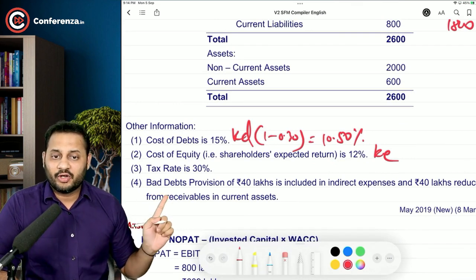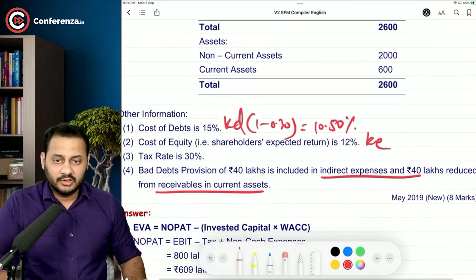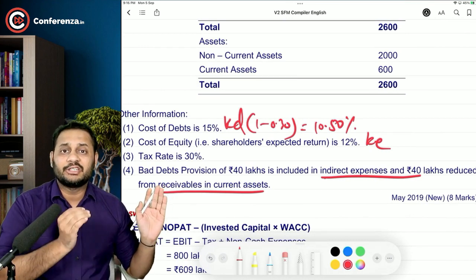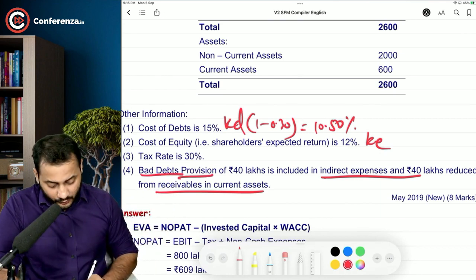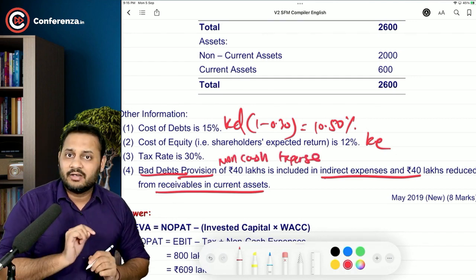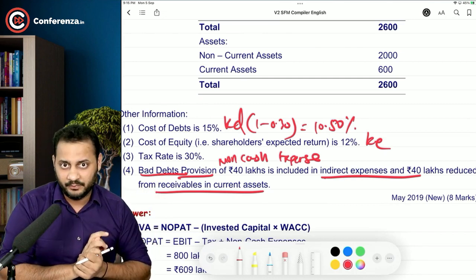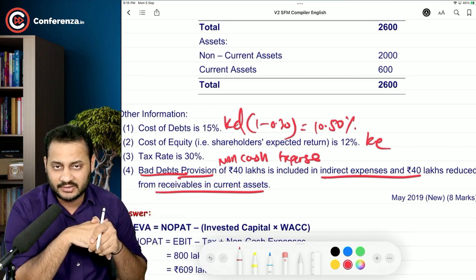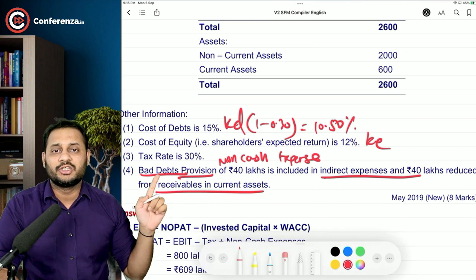Now understand. Bad debt provision of 40 lakhs is included in the indirect expenses and 40 lakhs reduced from the receivable in current assets. Understand that this is a treatment which is not an actual expense. It is just a provision that we have made, and that provision is a non-cash expense. One reason that we do this is the tax benefit. Once we add the provision for bad debts, we get the tax benefit on this 40 lakhs. But this is a non-cash expense which has unnecessarily reduced our profit.